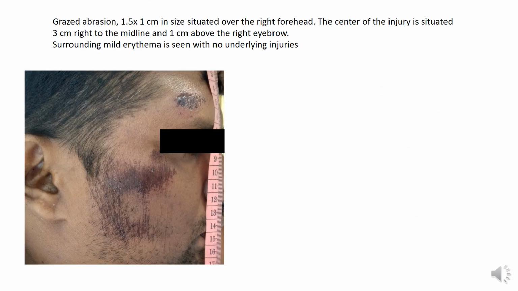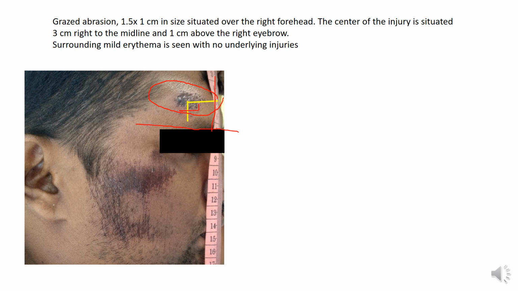Right, so let's have a look at this injury as well. Now we are going to fix this injury: a grazed abrasion, 1.5 into 1 centimeter in size, situated over the right forehead. The center of the injury is situated 3 centimeters right to the midline and 1 centimeter above the right eyebrow, right? So now in perpendicular lines, by choosing the axis method, midline and the eyebrow.